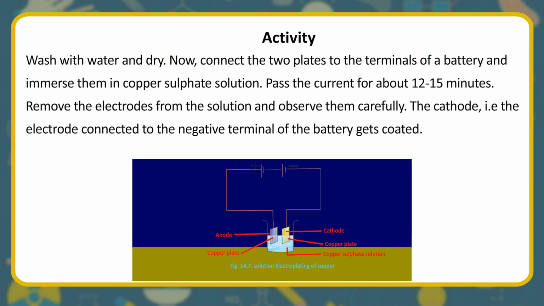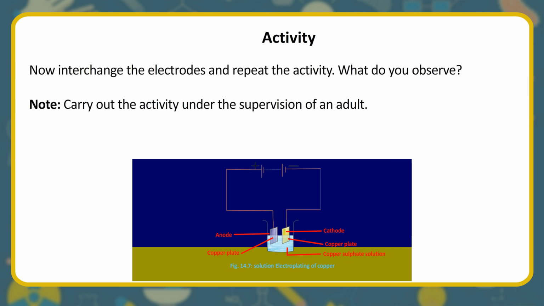The cathode, i.e. the electrode connected to the negative terminal of the battery, gets coated. Now interchange the electrodes and repeat the activity. What do you observe? Note: carry out the activity under the supervision of an adult. Electroplating of copper. Anode. Copper plate. Cathode. Copper plate. Copper sulfate solution.